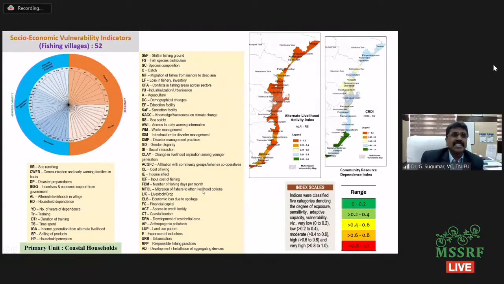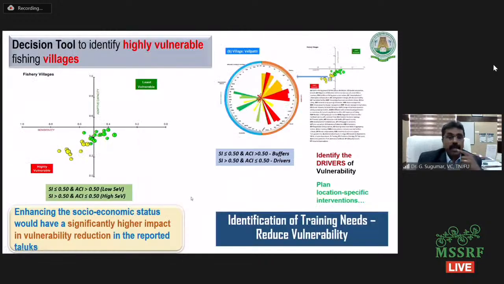So this is a study that we made with about 52 indicators. The socioeconomic vulnerability indicators, we took about 52, we vetted them with some experts, and then based on the alternate livelihood activity index and the community resource dependence index, we were able to classify those villages. The index scales were rated according to perception, and then a decision matrix was arrived at, and we found that about 63% of the villages, that is 15 out of the 24 villages in Thoothukudi district, are still vulnerable and in a high vulnerability state, for which we need to act.